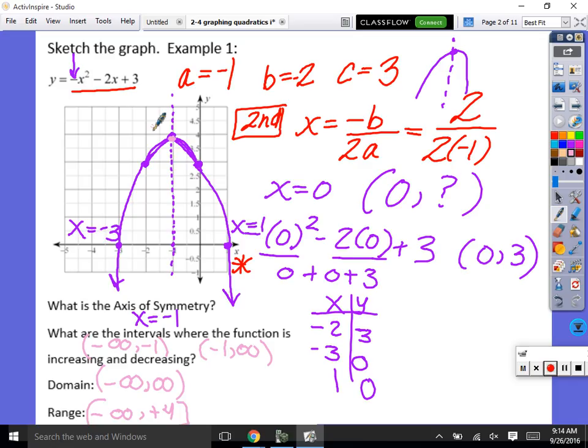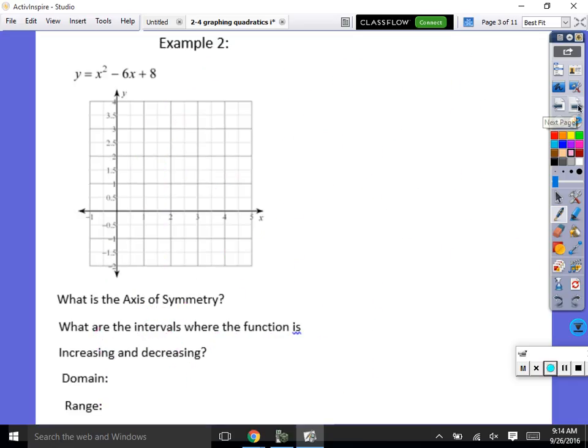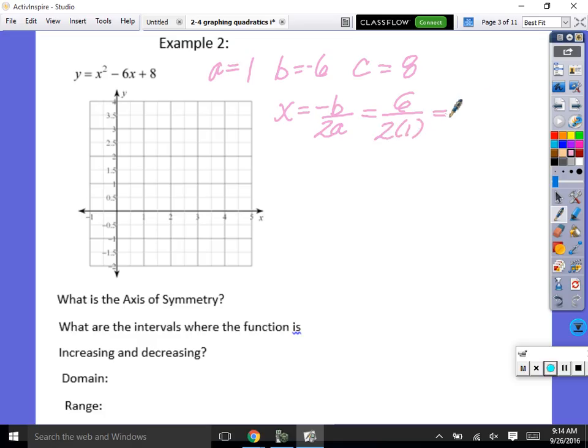Okay. Here we go. Let's do example number 2, and then I'll let you try one on your worksheet. So it says graph it. Our first step is to make sure it's in standard form. That's done. I'm going to list out A is 1, B is -6, and C is 8. Our second step is find the vertex. We do that using the equation x is equal to -b over 2a. So opposite of b, won't that be +6? So +6 over 2 times 1. So that's +6 over 2, which is 3.